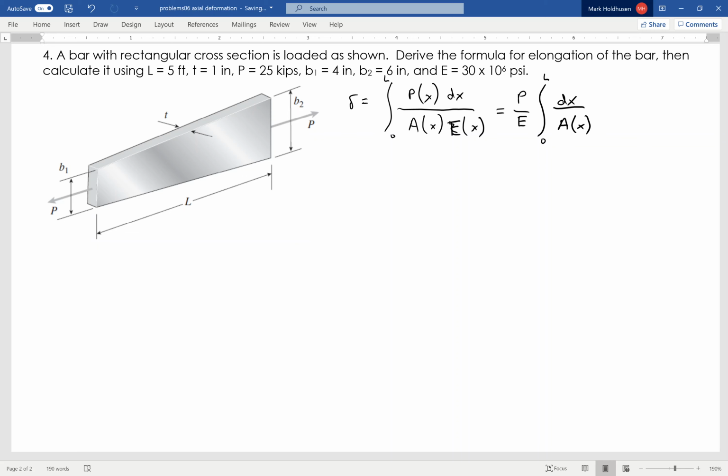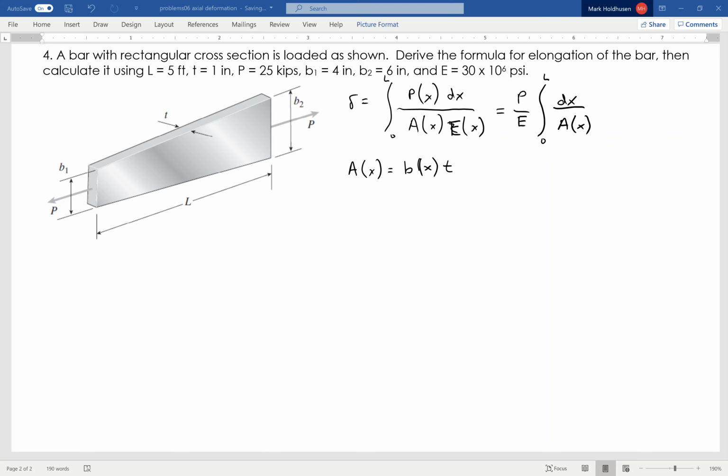Okay, so let's talk a little bit about what that area is. Well, the area as a function of x is essentially the height, which is b, and that's really what's changing. It's going from 4 inches up to 6 inches. So b is a function of x times t. So now let's take a second and figure out what b as a function of x is. I've basically got to find the equation for that height b as it moves along the length.